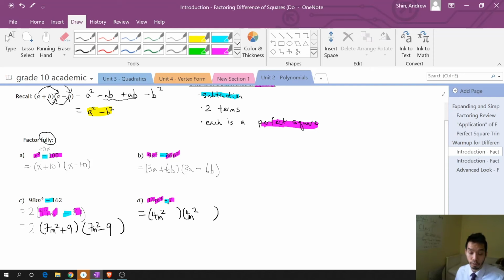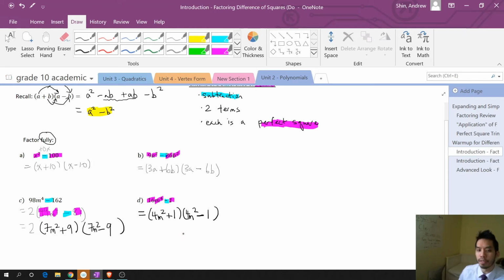And 1 is also a perfect square. People tend to always forget this one. But yeah, 1 times 1 is 1. So 1 and 1 will give us 1. So that's a perfect square as well. And again, because there's no middle term, they get cancelled out because these signs are opposite.